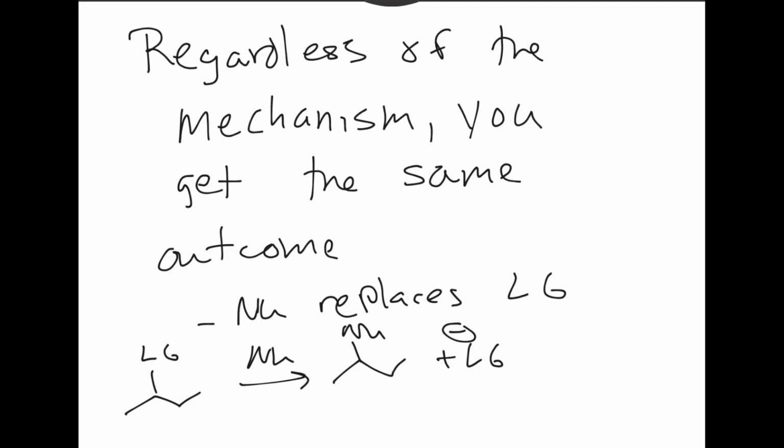Regardless of which mechanism you're using, SN2 or SN1, if you're doing a substitution, at the end of the day you are replacing your leaving group with your nucleophile. So regardless of what mechanism you're using, the outcome is kind of the same. The thing that I've deemed as my nucleophile has to replace my leaving group. How you get there changes, and it can impact stereochemistry and things like that. But the overall big picture of the reaction stays the same.